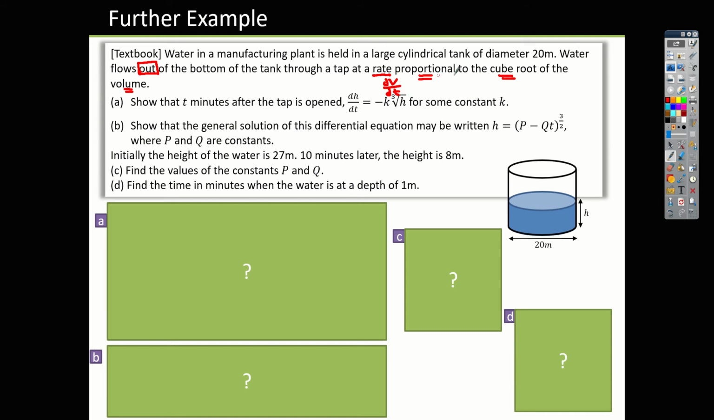So I'm going to set up a differential equation using this information. To start with, I'm going to look at the geometry of the problem. I've got a cylinder, which I can work out the volume for, because that's going to be involved in the problem. So let's do that first. So the volume of the water is, well, it's a cylinder, which is going to be pi r squared h. r is going to be 10 meters because it's half of the diameter. So that's going to be pi times 10 squared times h, but that's 100 pi h.